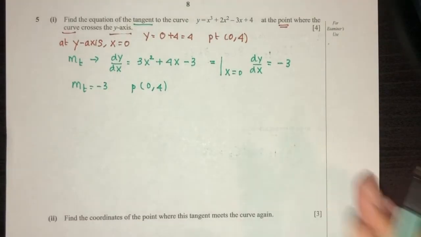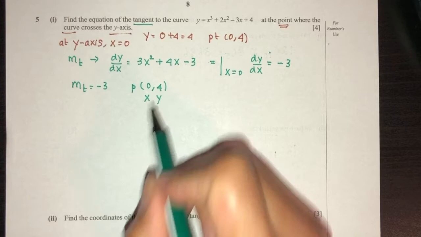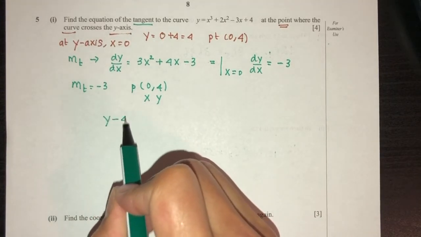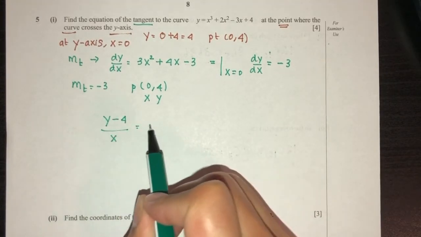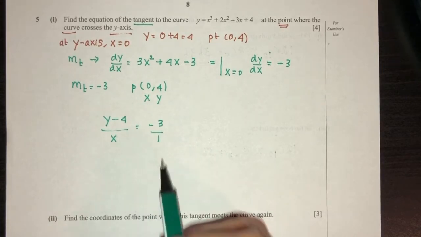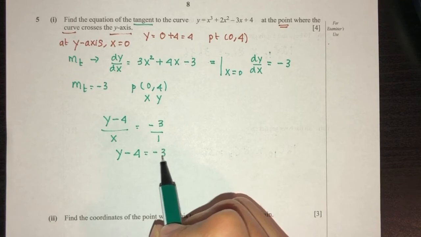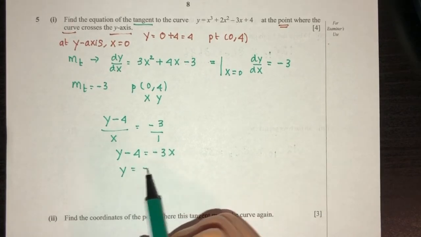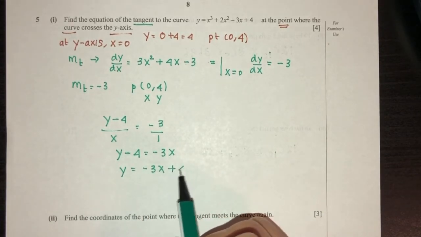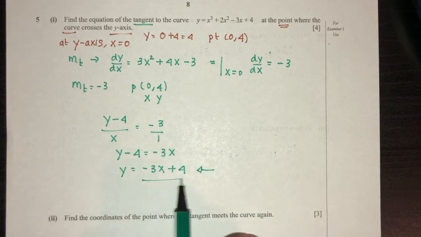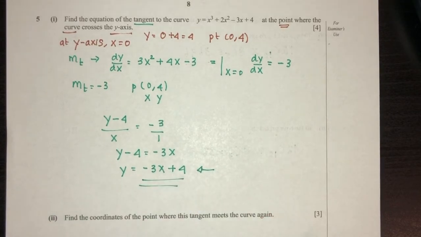We can find the equation. That will be y minus 4 over x is equal to minus 3 over 1. Cross multiply, you will have y minus 4 is equal to minus 3x. y is equal to minus 3x plus 4. Okay, that will be your answer for part 1.